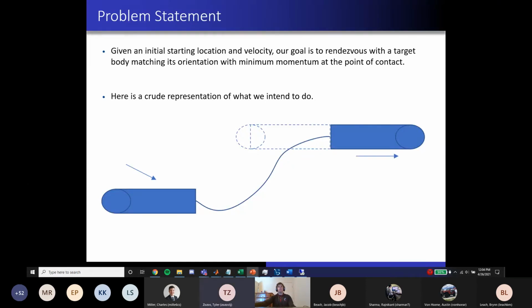So the problem statement here: we're given an initial starting location and velocity, and our goal is to get that chaser craft to rendezvous with the target craft, matching its orientation, and have minimal momentum at the point of contact. And below is just a representation of what we plan to do. And I'll pass it off to Charles.